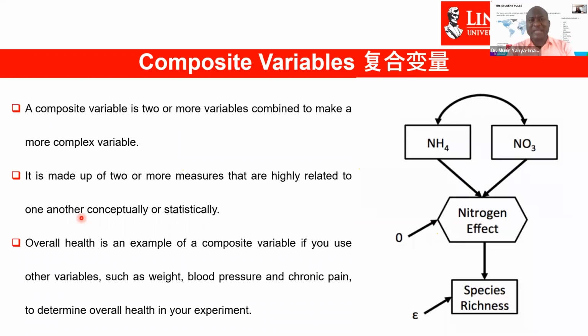Whenever you add 2 or more variables together to form one variable, you are using what is called a composite variable. It is made up of 2 or more measures that are highly related to one another conceptually and statistically. Overall health is an example of a composite variable. If you use other variables such as weight, blood pressure, and chronic pain to determine overall health in your experiment, overall health in this case can be referred to as a composite variable.